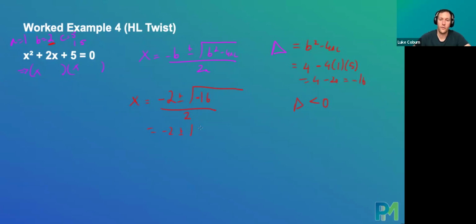The square root, so this is the square root of 16 times the square root of minus 1, all over 2. And that ends up being minus 2 plus or minus 4 times the square root of minus 1, all over 2. It ends up being minus 1 plus or minus 2 times the square root of minus 1.